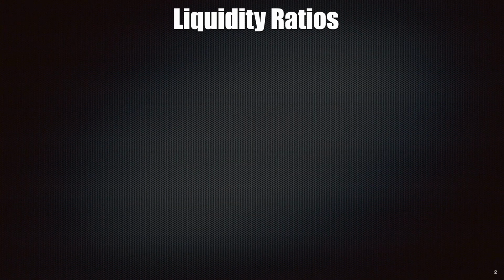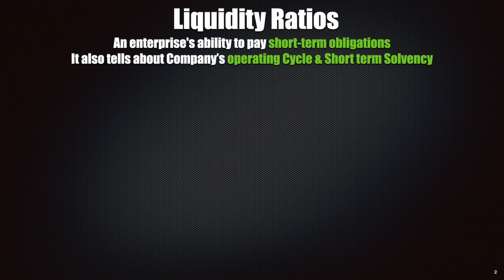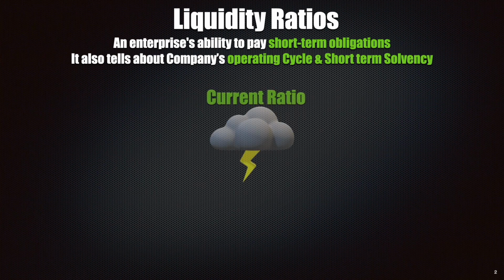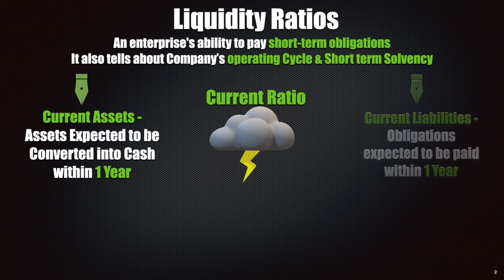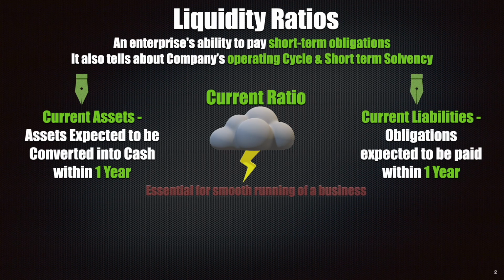So first we'll talk about the liquidity of a company by knowing the liquidity ratios. These ratios talk about an enterprise's ability to pay its short-term obligations. It also covers the company's operating cycle and short-term solvency. So one of the most commonly used short-term liquidity ratios is the current ratio, which simply compares the company's current assets with the current liabilities. Current assets are those assets which are expected to be converted into cash within a period of 1 year, whereas current liabilities include the obligations which are expected to be paid within a period of 1 year.